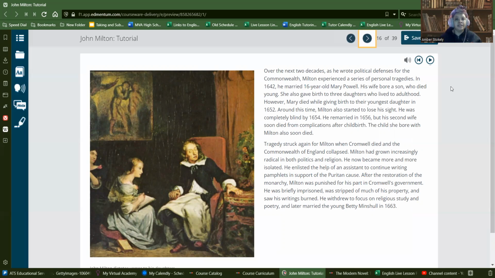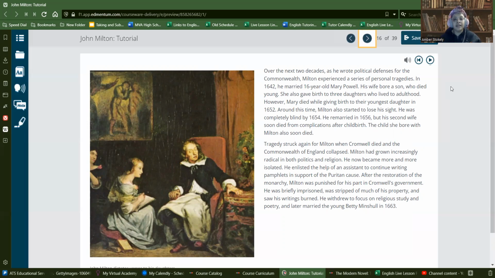And on top of that, around that time in 1652, when his wife died, he started to lose his sight. He was completely blind 2 years later in 1654. He did manage to get remarried in 1656, but his second wife also died from complications after childbirth. And the child that he had with her also died. So this is just all bad. This whole section of his life was just really awful.